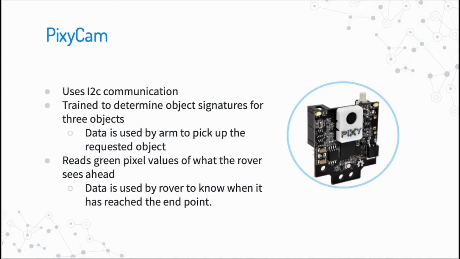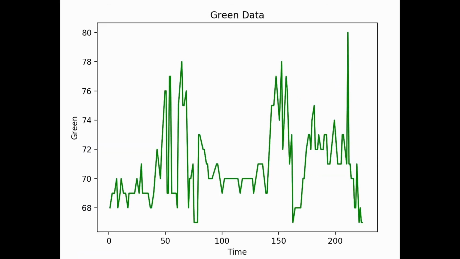The arm's PixieCam is trained to determine object signatures for the 3 objects that need to be picked up. The data is used by the arm to pick up the requested objects by the user. After the arm picks and drops off the requested objects, this event will signal the rover to send the objects back to the user. Here is a graph of the rover receiving data from the PixieCam via MQTT.